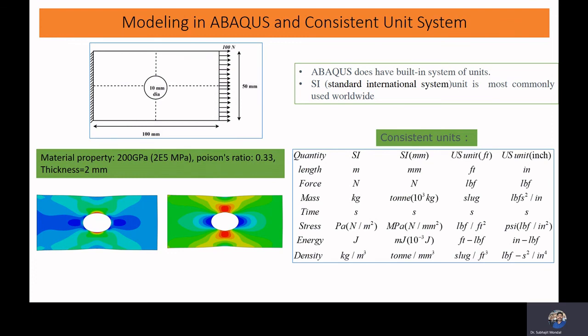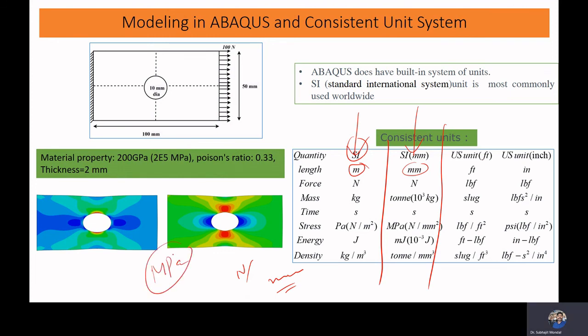One more thing to keep in mind is that ABAQUS does not have any unit system. If you are using SI units, you can use all dimensions in meters or in millimeters, and you can get similar results. The best idea is to use this parameter set: all forces in Newton, all dimensions in mm, and whatever stress you get will be in MPa, so you can directly correlate it.